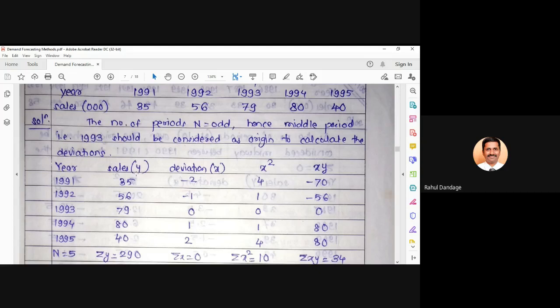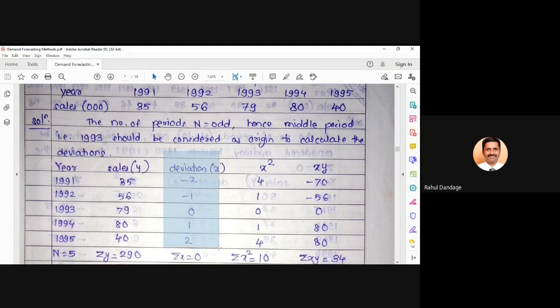So which is the dependent variable in this case? This Y is your dependent variable. And years, they are your 91, 92, 93, 94, 95. They are independent. So 35, 56, 79, 80, 40 sales values will be assigned as Y1, Y2, Y3, Y4, Y5. These are the values for Y. So these first two columns are as it is from the given problem. Now our part comes for the calculation work.